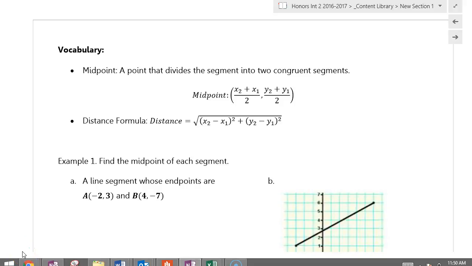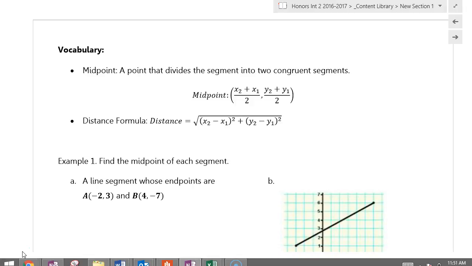Hey guys, today we're going to be looking at the second part of Target 5A. Target 5A is still all about coordinate geometry. So the two biggest things we're going to be looking at today are midpoint and distance. Okay? So the midpoint of a segment is a point that divides a segment into two congruent segments. So it's exactly what it sounds like. It's the middle of a line.